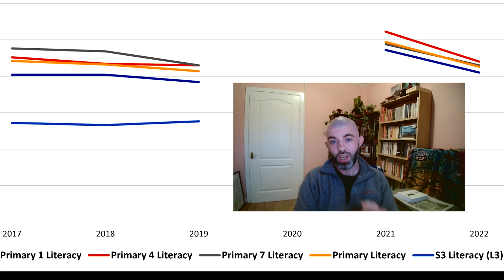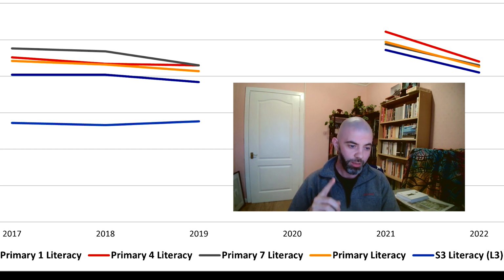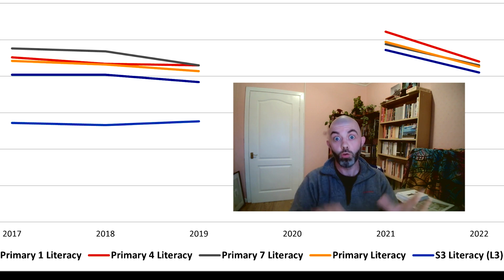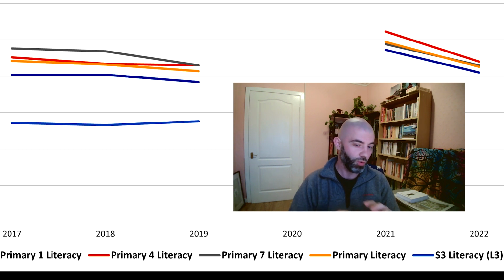So we'll start by looking at literacy. Now, as I said, the measurement system has changed. This data only goes back to your sort of 2016, 2017 periods. What you can see on the screen just now is the gaps for literacy at primary 1, primary 4, primary 7, primary overall, and S3 for what we call level 3 of Curriculum for Excellence. It only goes back to 2017 because the year before that it wasn't combined into literacy. I'll explain that in a wee second.